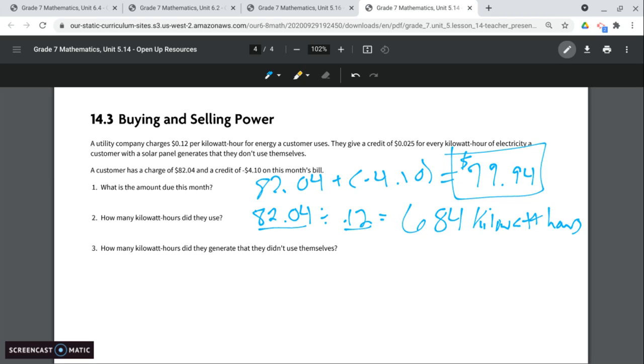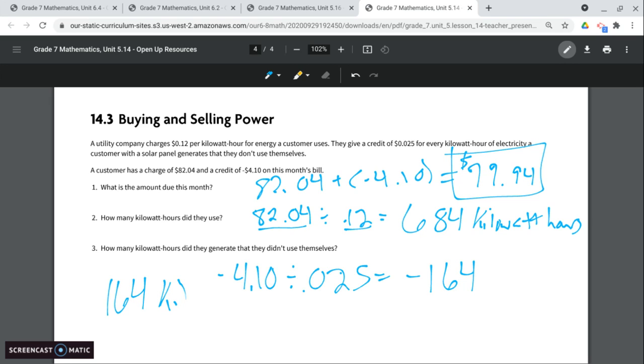All right, for number 3, how many kilowatt hours did they generate that they didn't use themselves? So this is the negative $4.10. And we take that, so negative $4.10, and divide it by the 0.025, which is going to give us a negative 164, which just means that's how much they didn't use, so 164 kilowatt hours is how much they did not use.